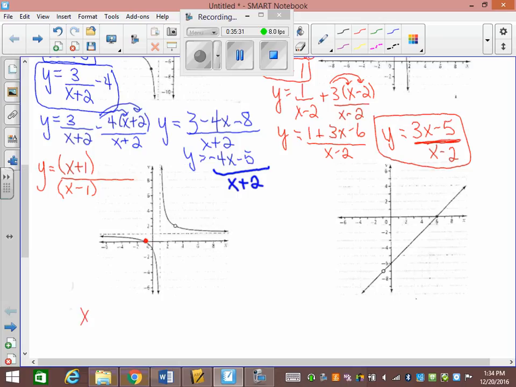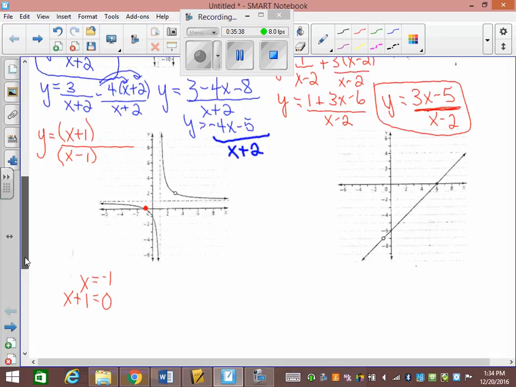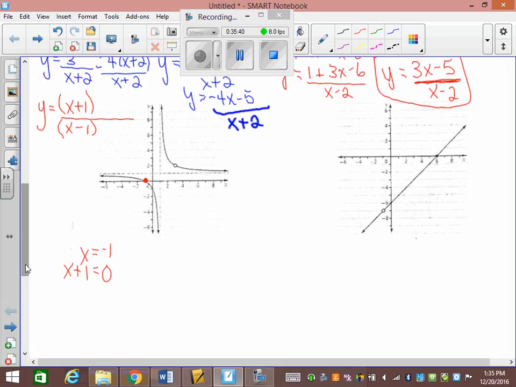So like your x-intercept was x equals negative 1. If I solve that backwards, I'd get x plus 1 equals 0. So that's why I'm putting x plus 1 in the top. So this is your x-intercept. This is your vertical asymptote. It's at x equals, sorry, positive 1, right? If I solve it back, I'm going to get x minus 1 equals 0. So this is what I'm putting in, the solved back version. Does that make sense?